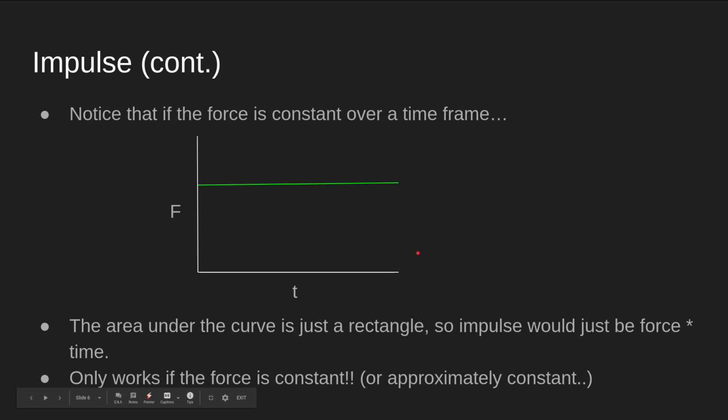So now an important thing to notice is if the force is constant over the time frame, then the area under the curve is just a rectangle. So the impulse would just be whatever force it is times the change in time, right? That's just the area of a rectangle here. But yeah, important to remember that this only works if the force is constant, or roughly constant.